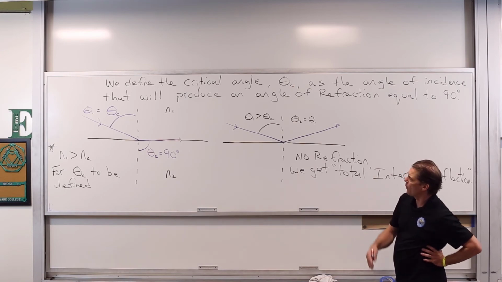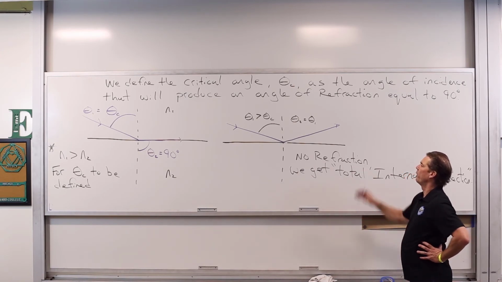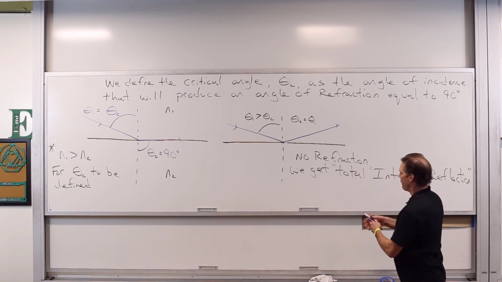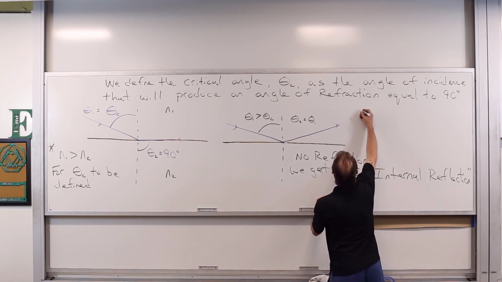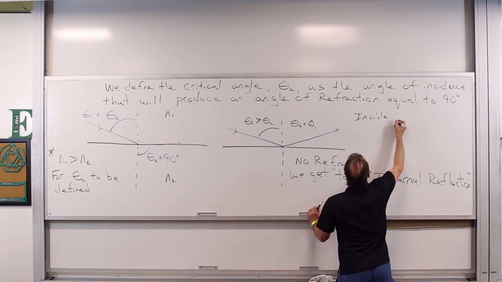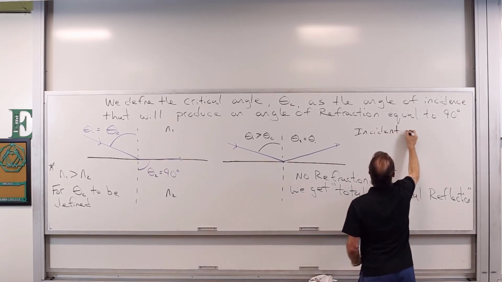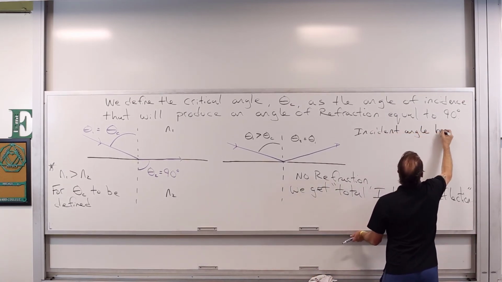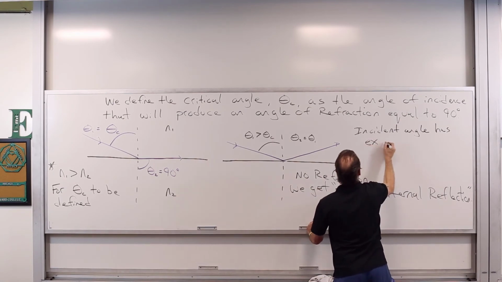All right, so that's a nutshell of refraction and some things that can happen. Bend inward, bend outward, critical angle, and exceeding the critical angle gives us total internal reflection. Incident angle has exceeded.